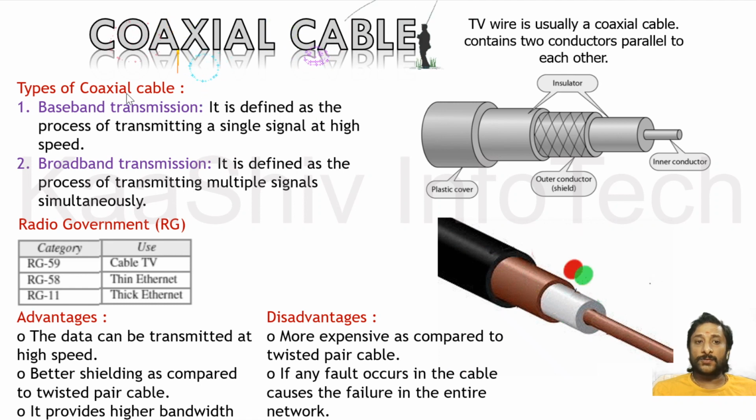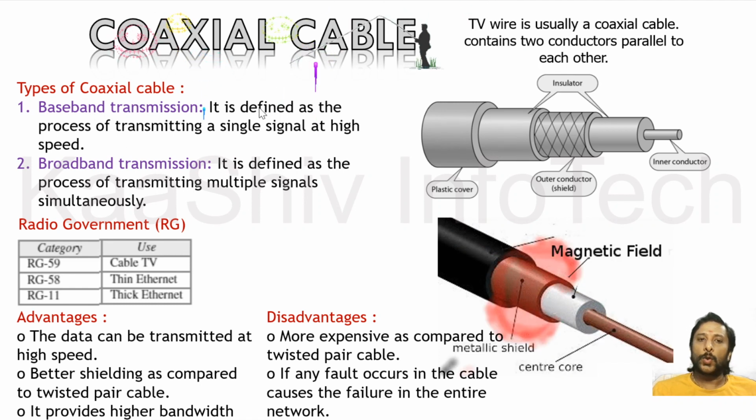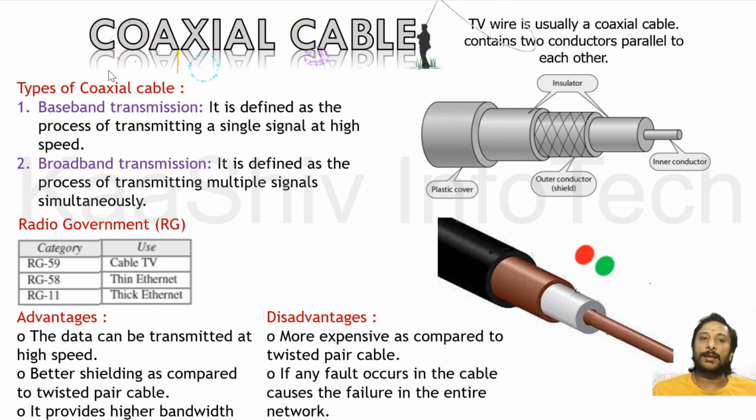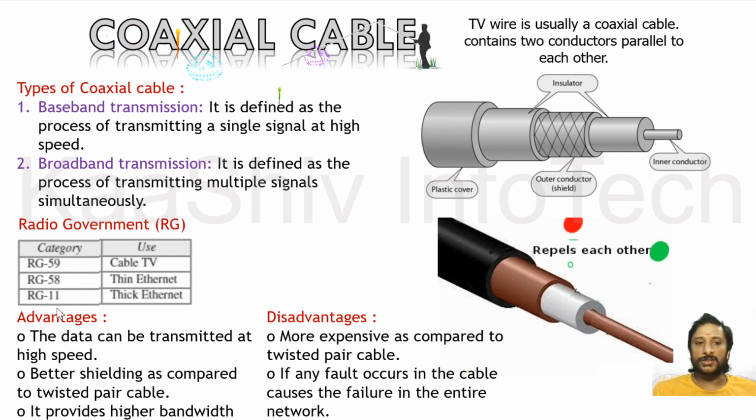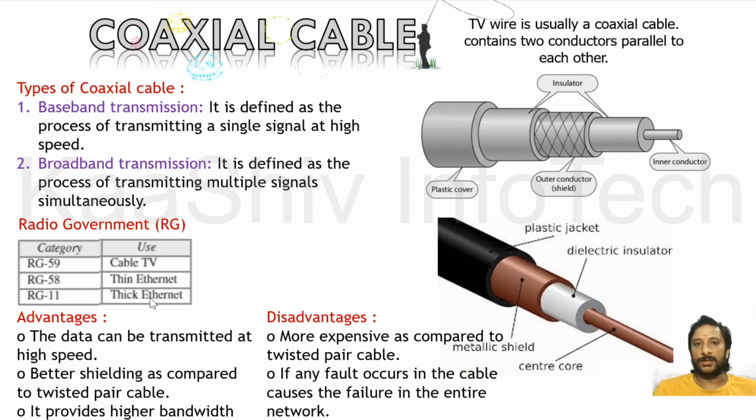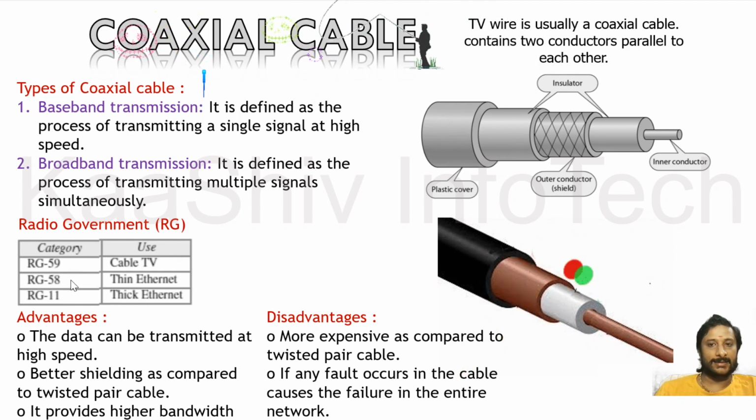Okay, so types of coaxial cables are baseband and broadband. Very small single signal, baseband. Multiple signals, broadband. The category is like RG59 for radio and TV, RG58 for thin internet, and RG11 for thick internet. Okay, these are the categories.